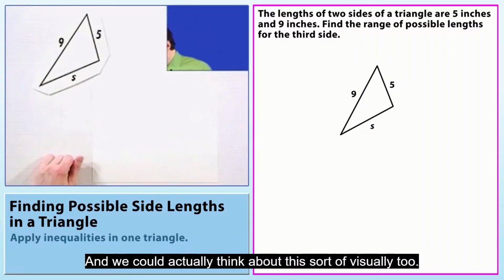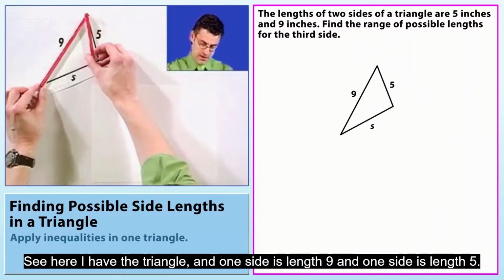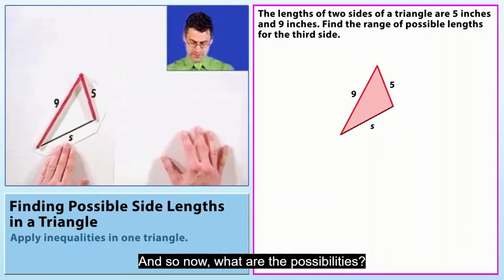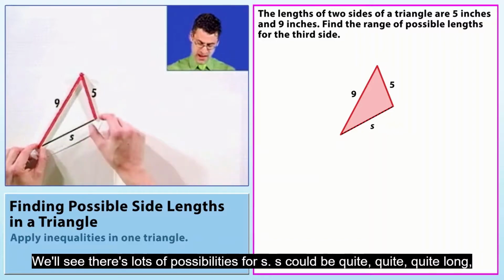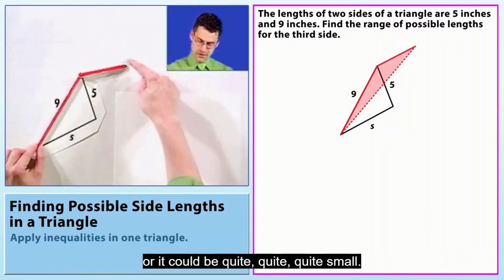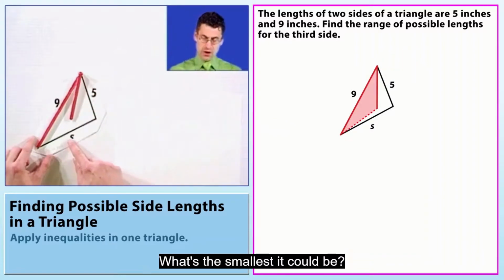And we can actually think about this sort of visually too. See, here I have the triangle, and one side is length 9, and one side is length 5. And so now, what are the possibilities? Well, see, there's lots of possibilities for S. S could be quite long, or it could be quite small. What's the smallest it could be?